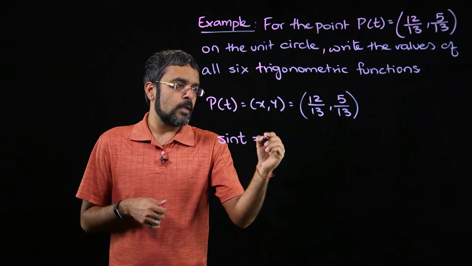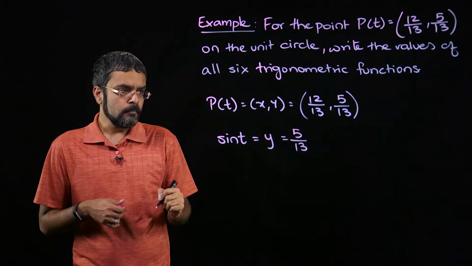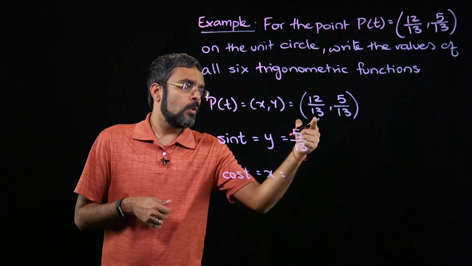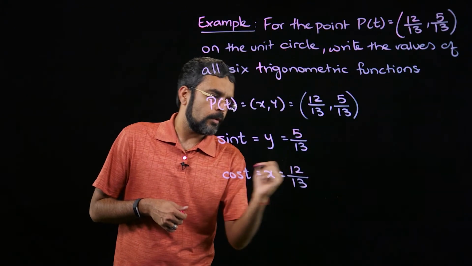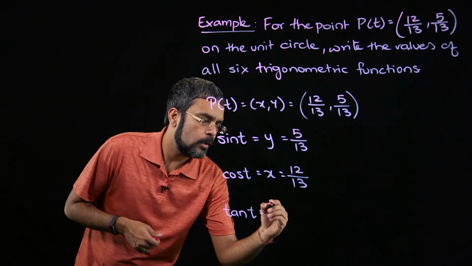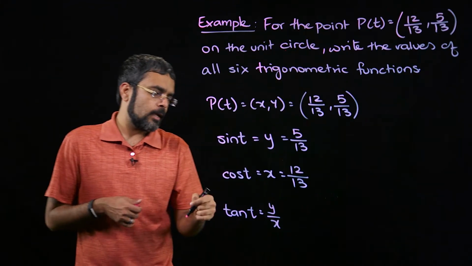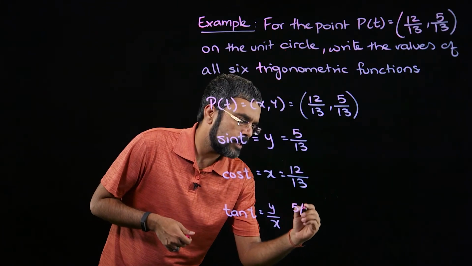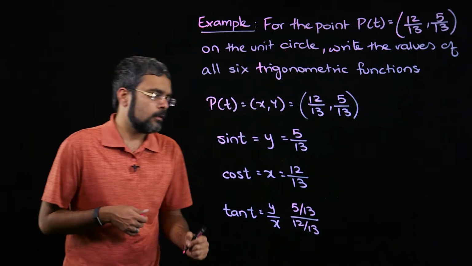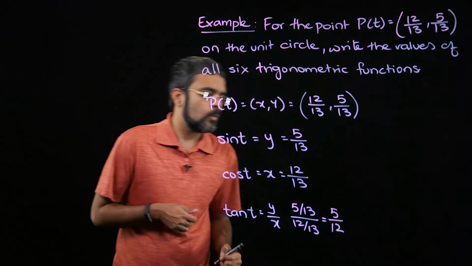So sine of t we know is y, which is going to be 5 over 13. Cosine of t is going to be x, which is 12 over 13. Tangent of t is going to be y over x, or like we saw in the previous video, it could be sine over cosine. And so that's going to be 5 over 13 divided by 12 over 13, and we can write that as 5 over 12.